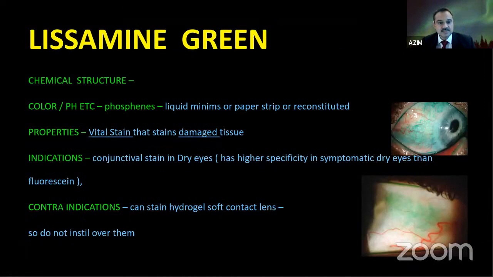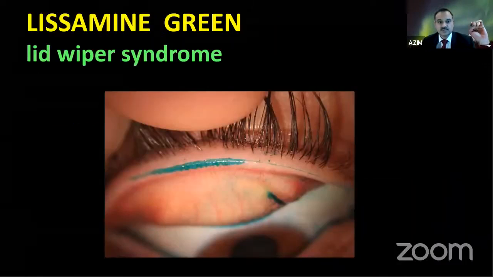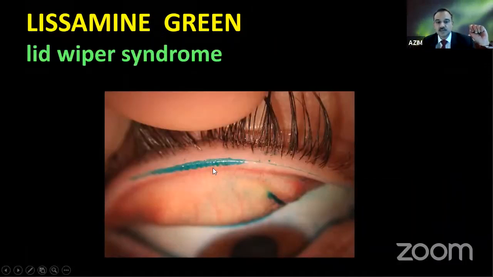Okay. So, conjunctival stain and dry eyes. This is more comfortable for the patient. That's how it's different. You cannot put on a contact lens. It's green in color. Just three points on how it's different from rose Bengal. It's also useful for a condition called lid wiper. This happens in dry eyes. The epithelium has changed in its architecture, which will take up the stain.